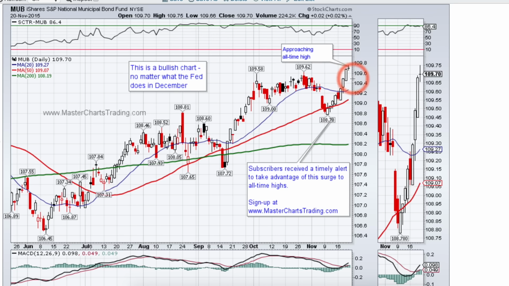to basically approaching all-time highs. So to me, this is still very much a bullish chart, and whether or not the December rate hike materializes finally, and this is a tiny little rate hike, so far I'm not really seeing this in this particular chart. I saw this as a buying opportunity, in fact, and the subscribers to my service received an alert about this. So now we're basically approaching all-time highs again. So once again, with or without the Federal Reserve rate hike in December, this still to me looks like a bullish chart.